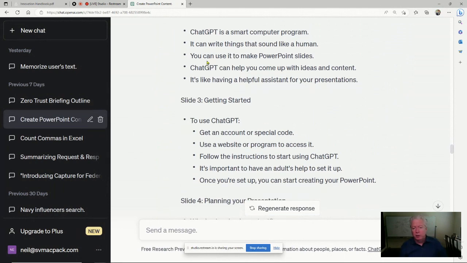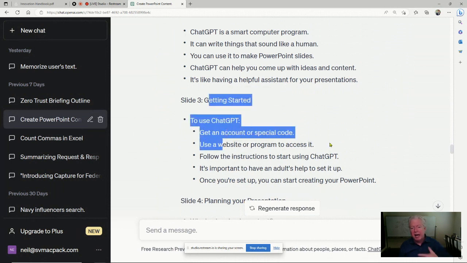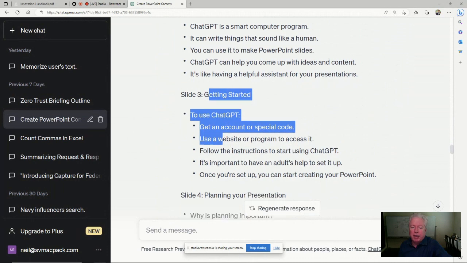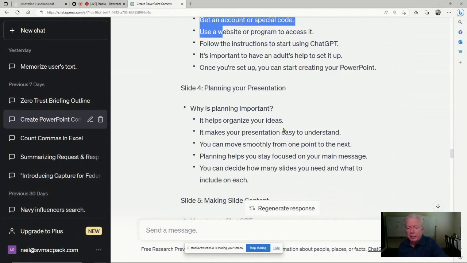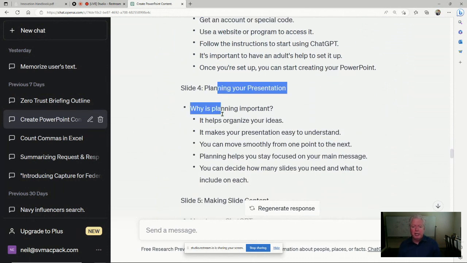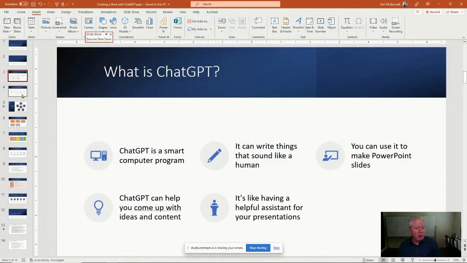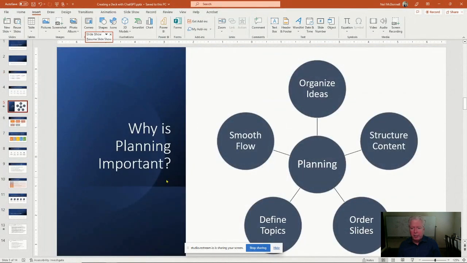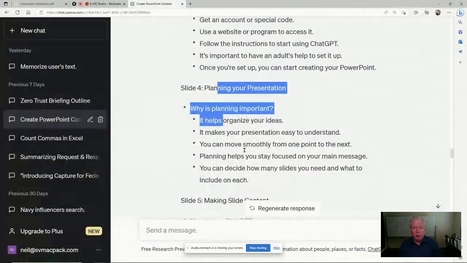And by the way, certain things right here. So getting started and how to use ChatGPT. I looked at that and I said, I don't want that. That's the whole step-by-step guide. So I left that out. But I did like this one. See where it says planning your presentation. Why is planning important? Let me just show you that one. I think it's this one. Why is planning important? I called it, why is planning important?